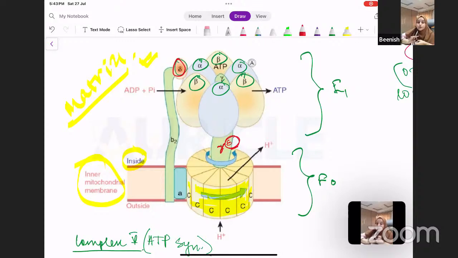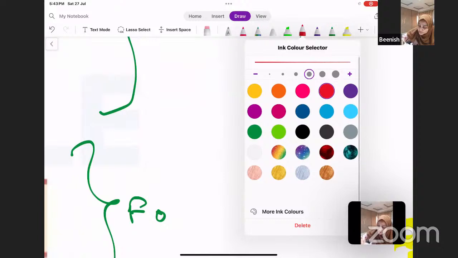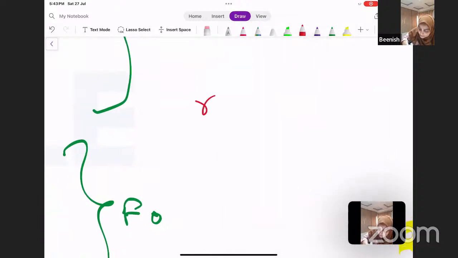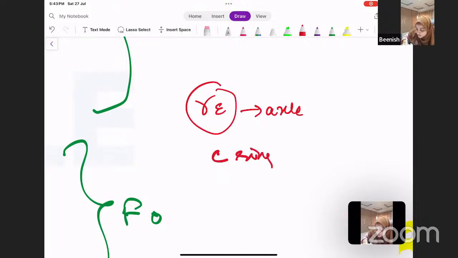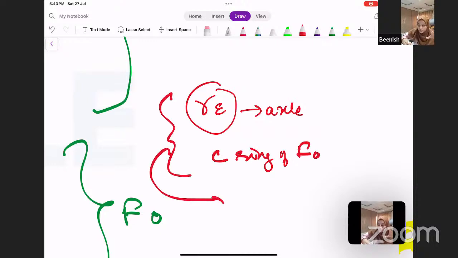So your gamma is going to be the rotatory subunit. The entire ATP synthase is not rotating. F0, I said, is going to act as a proton channel. So when protons pass through the F0, this is going to make your C disc proteins and the gamma rotate. So basically, what are your rotors formed from? Your gamma, which is forming the bent axle along with epsilon, so your gamma and epsilon present in the axle, and your C rings of F0. These are going to form the rotor.